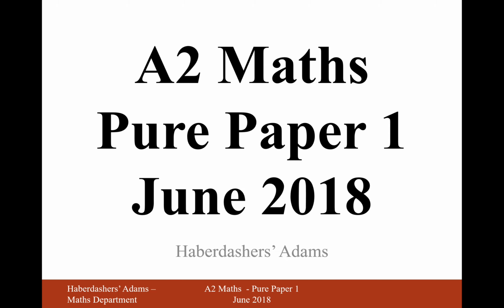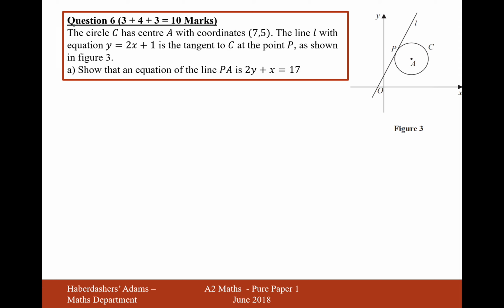We're on June 2018, paper 1. Here we're looking at question 6, so we can answer a question on lines and circles. The circle C has centre A with coordinates 7, 5. Let's add that on. 7, 5. If it were me in an exam, I'd draw out a nice big diagram with all the appropriate information on it. The line L has equation y = 2x + 1, so that's a 1 coordinate there, gradient of 2. And it's a tangent to C at point P, as shown in figure 3.